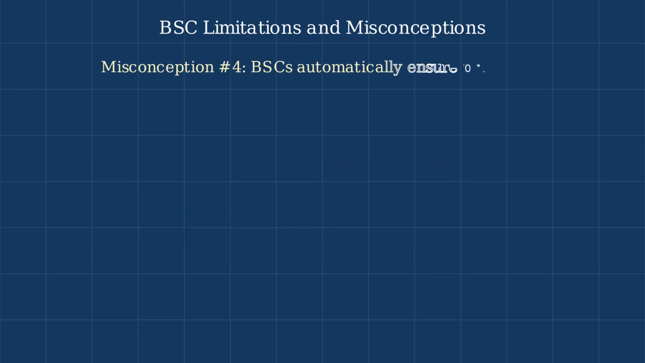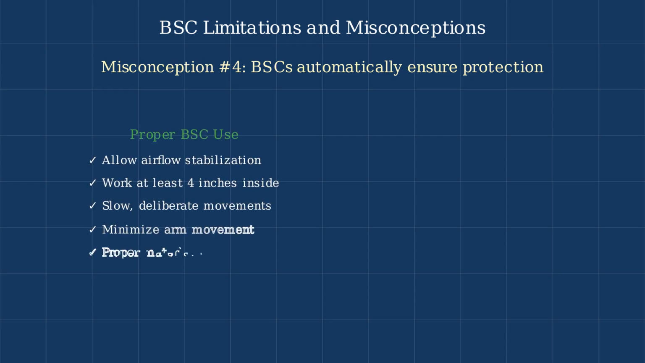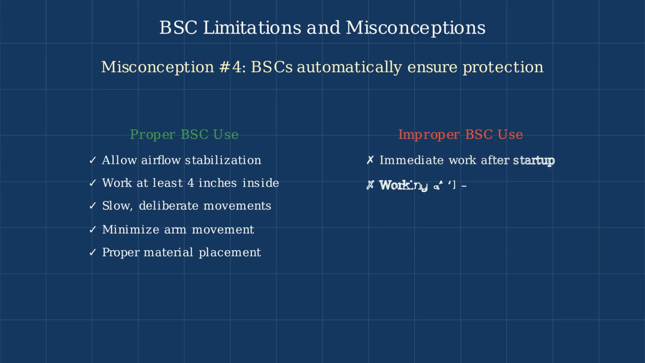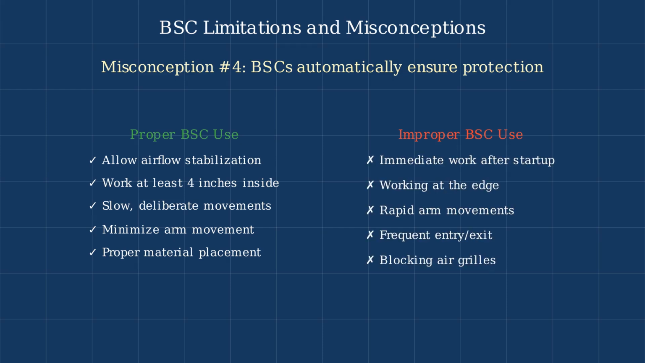Perhaps the most dangerous misconception is that biosafety cabinets automatically provide protection regardless of how they are used. Proper BSC use is essential for effective protection. This includes allowing the airflow to stabilize before beginning work, working at least 4 inches inside the cabinet, and using slow, deliberate movements. Improper practices dramatically reduce protection. Common errors include starting work immediately after turning on the BSC, working at the very edge of the workspace, making rapid arm movements, and blocking air grills.